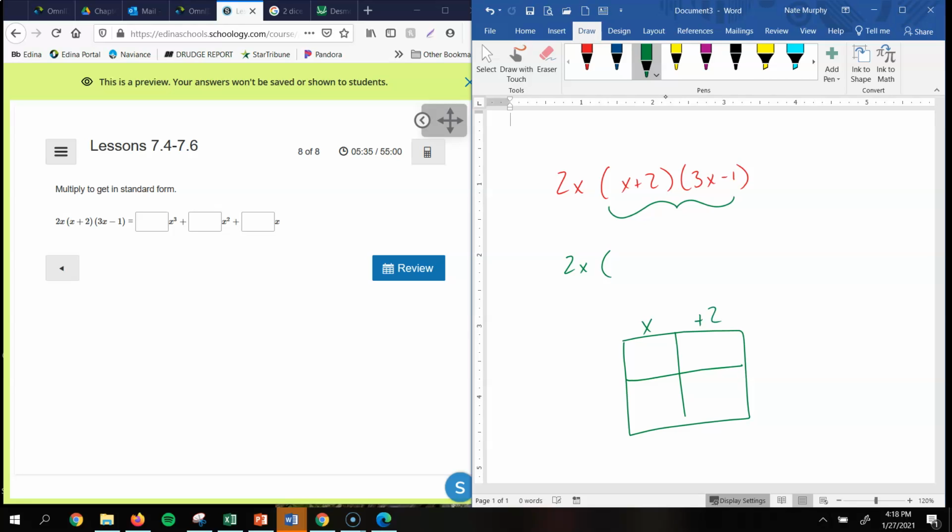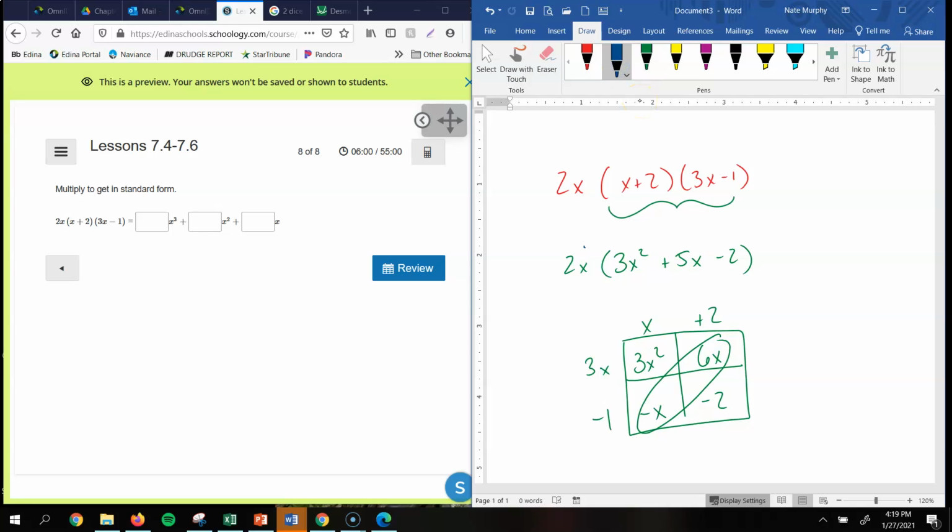So we could put x plus 2 on one side and 3x minus 1 on the other. So we multiply those together, we would get 3x squared. And this would be 6x. Negative 1 times x would be negative x. Negative 1 times 2 would be negative 2. So when we combine like terms here, we would have the 3x squared would stay the same. 6x minus x would be a positive 5x, and then minus 2.